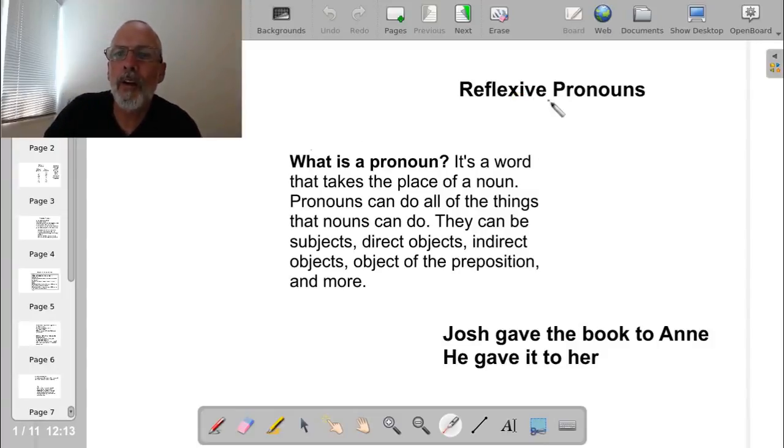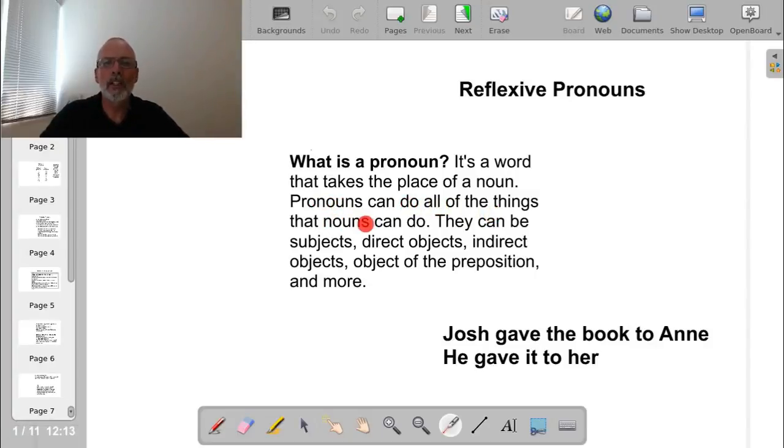So today we're looking at reflexive pronouns. Before we ask what is a reflexive pronoun, let's answer the question, what is a pronoun? A pronoun is a word that takes the place of a noun. Pronouns can do all the things that nouns can do. They can be subjects, direct objects, indirect objects, or the objects of a preposition, and more.